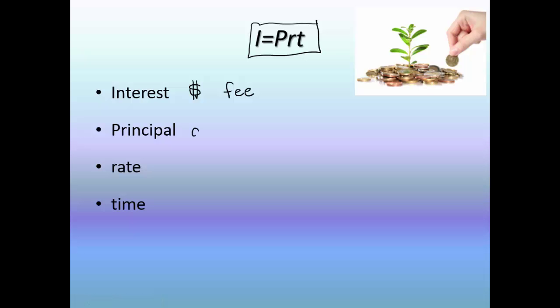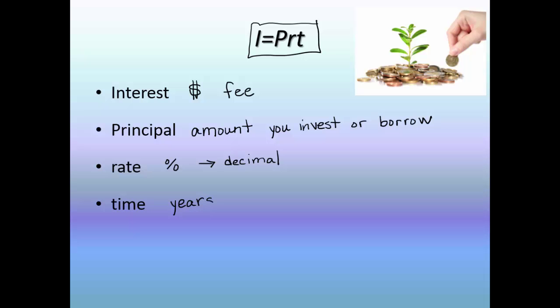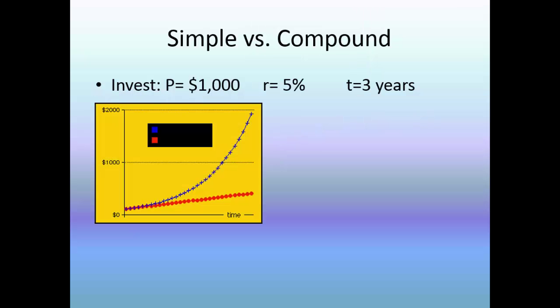Principal is the amount that you invest or borrow. Rate is the percentage that's used in the calculation. You're going to change it to a decimal. And time is always calculated in years. This is the amount of time that the money is invested or borrowed before it's paid back. These aren't very complicated problems, but that's not why it's called simple.